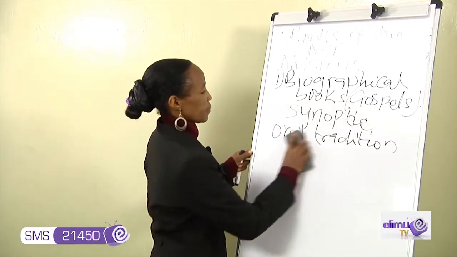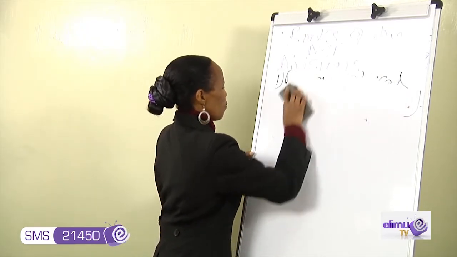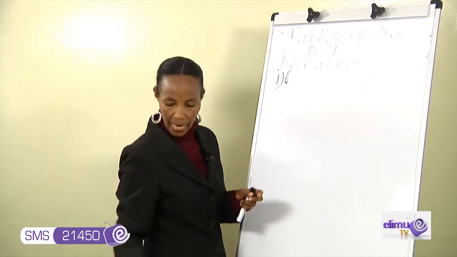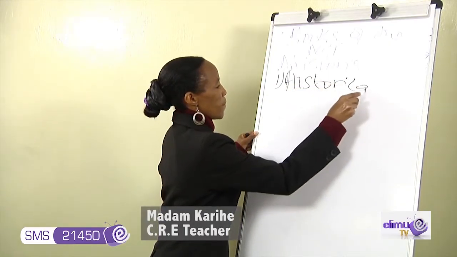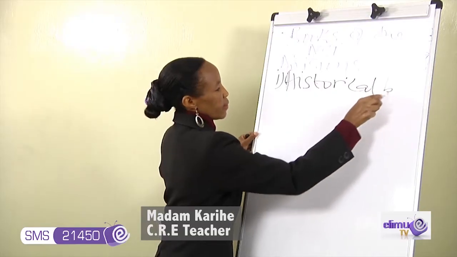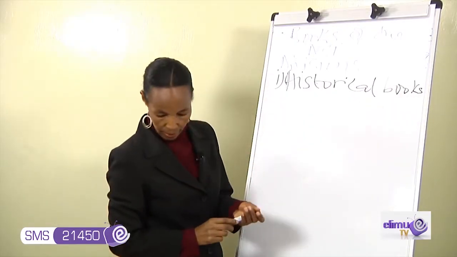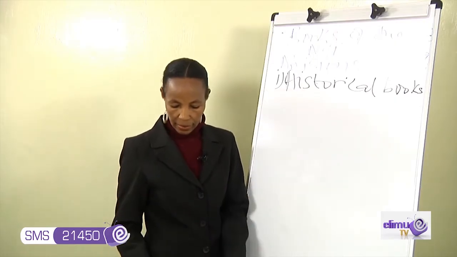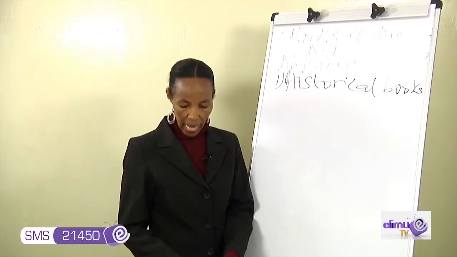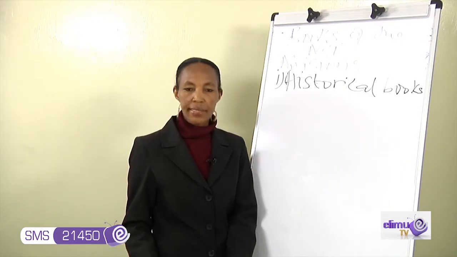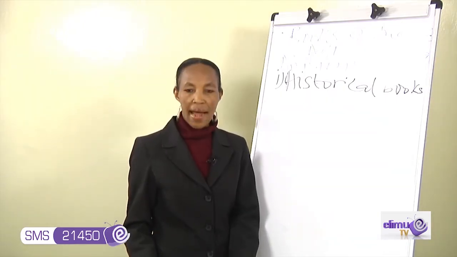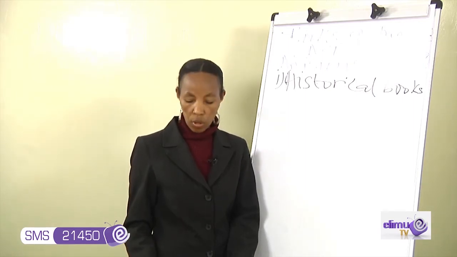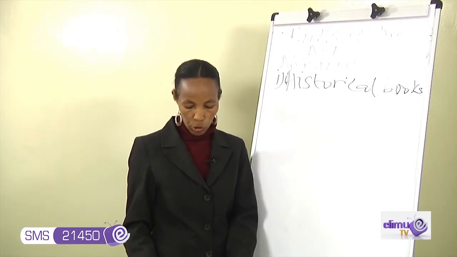The second category of the books of the New Testament is referred to as the historical books. And it is only one in the New Testament. It's only one book, and this is the book of the Acts of the Apostles. As we have mentioned earlier, it was recorded or written by Luke, who is also the writer of Luke's Gospel. Now, the book deals with the history of the early church, which was founded by Paul through his missionary work.